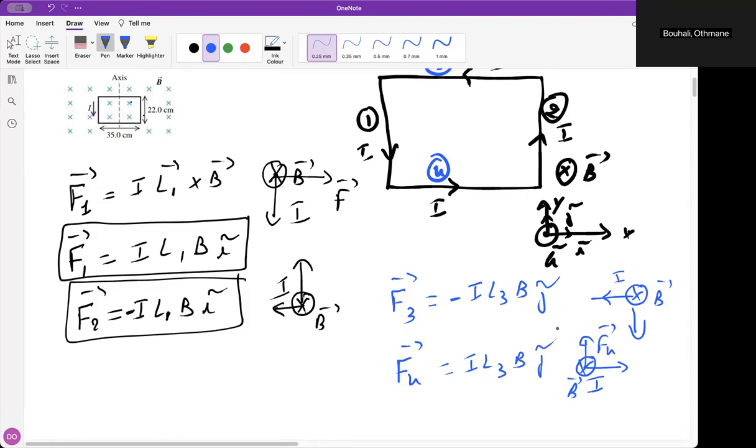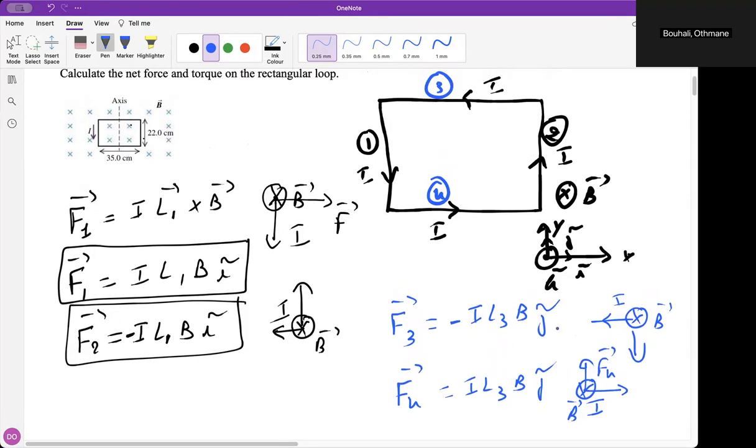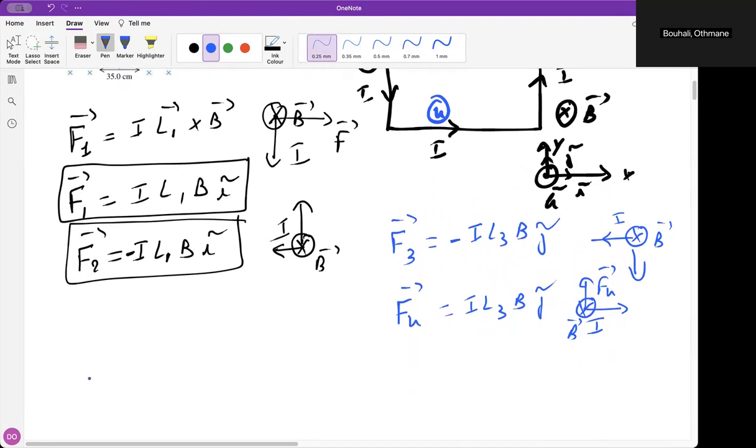And now you can see that the total force on the loop is 0, because F1 will cancel F2 and F3 will cancel F4. So the net force is equal to 0, and also the net torque is equal to 0.